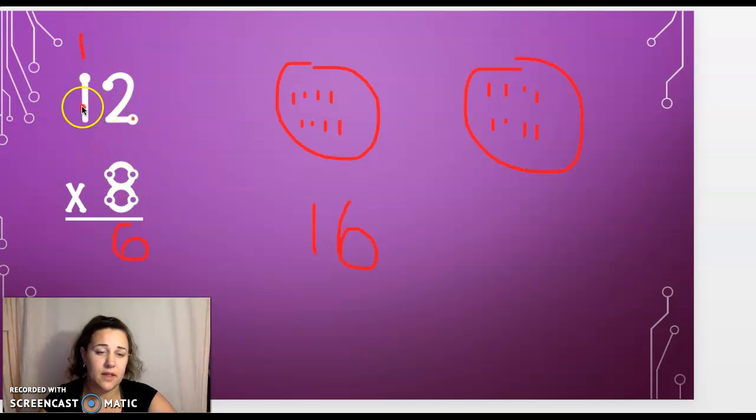Now the 8 can multiply by the 1. And we know that any number times 1 is always that other number. So 1 times 8 is going to equal 8. But that's not my answer because I have the 1 up here. I have to count 1 more. So I have 8, 9. So 1 times 8 plus 1 more equals 9. So that means altogether I have 12 times 8 equals 96.